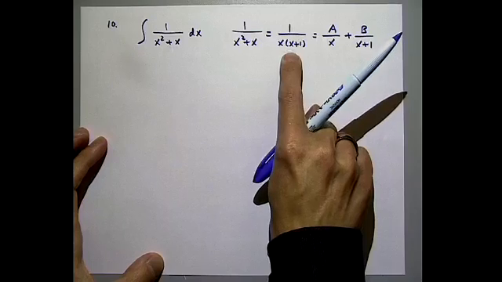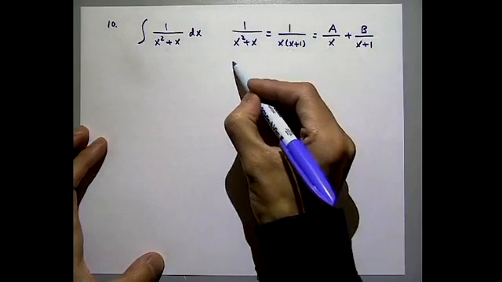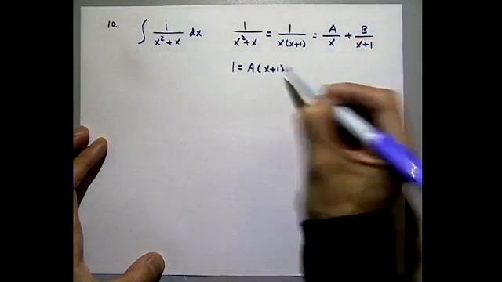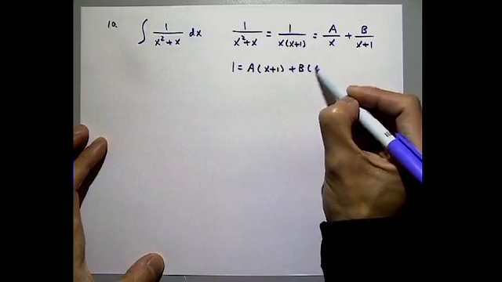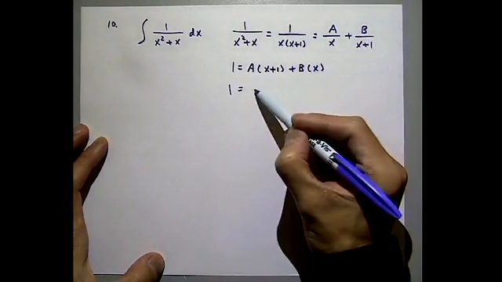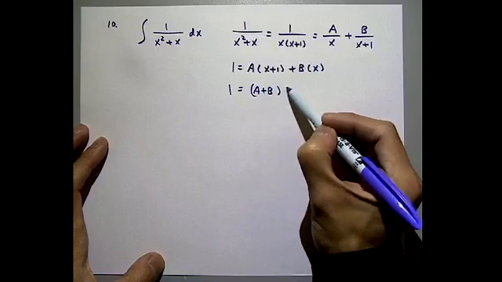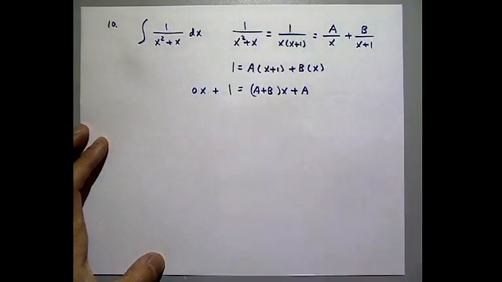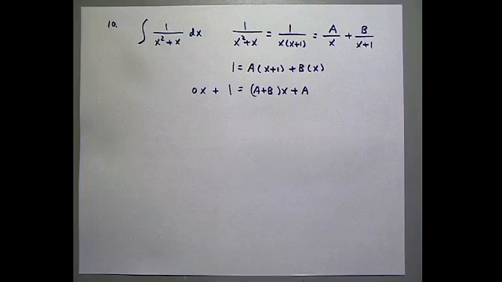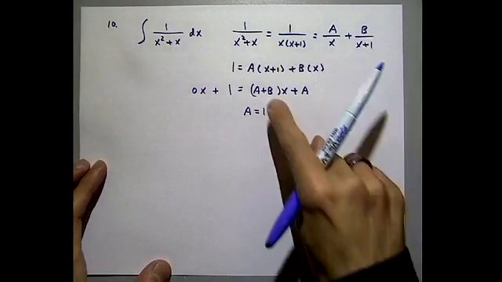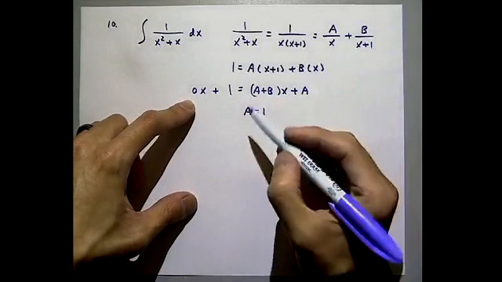Let's multiply both sides by x times x plus 1. Left-hand side is just a 1. Right-hand side is A times x plus 1 plus B times x. And now we balance both sides of the equation here. They have to be the same. So by inspection, right away we see A is equal to 1. And A plus B must be equal to 0. So B has to be negative 1.